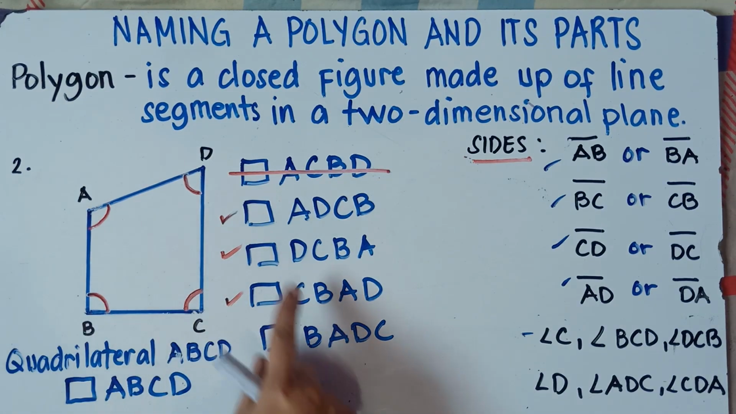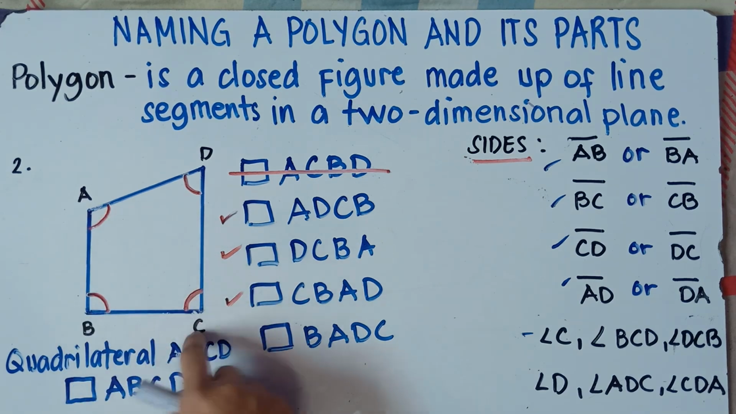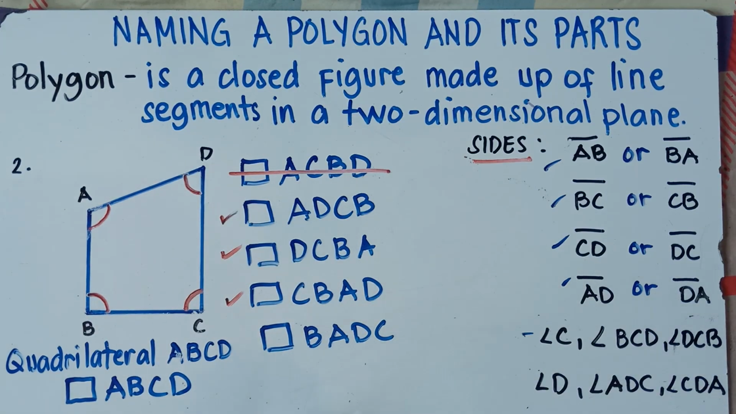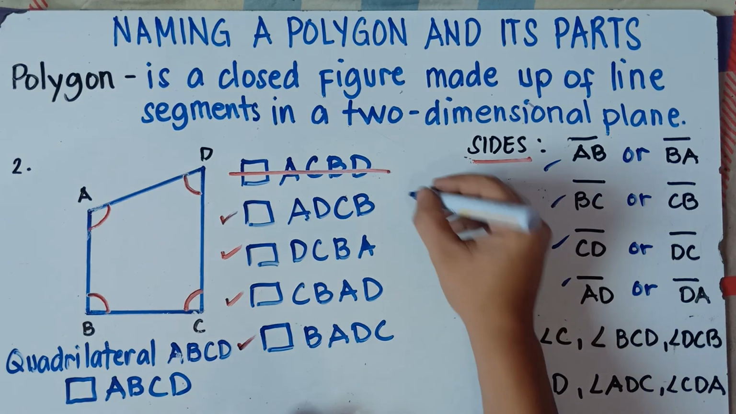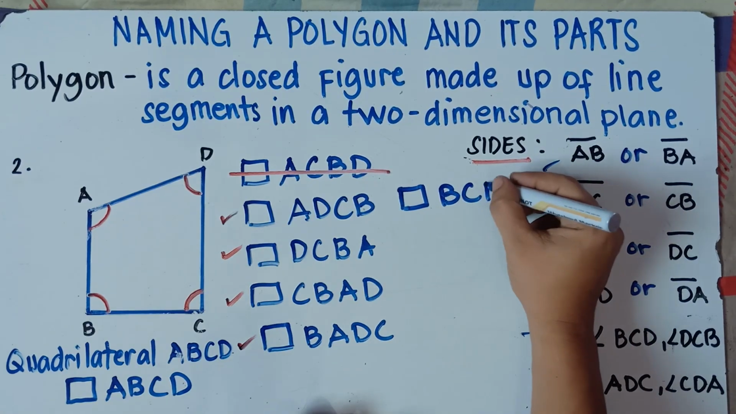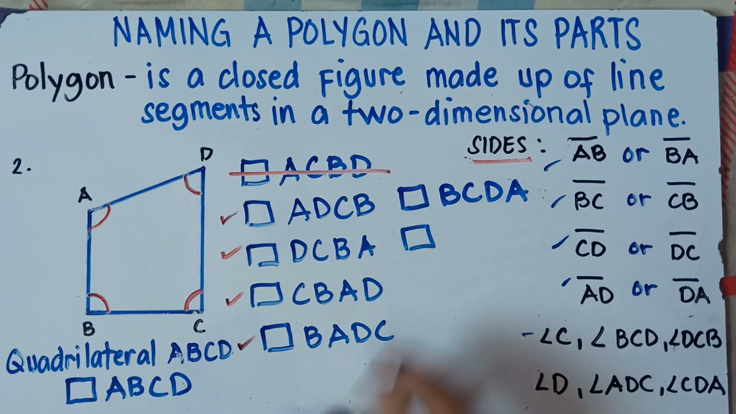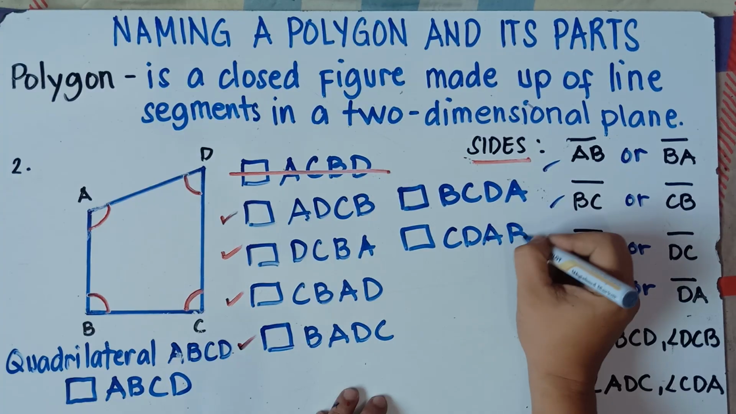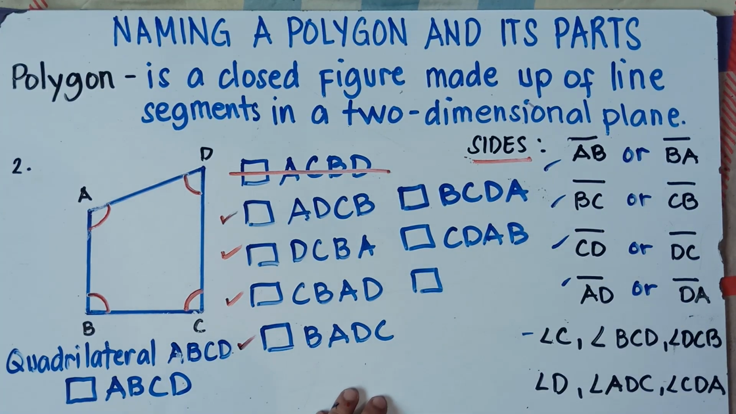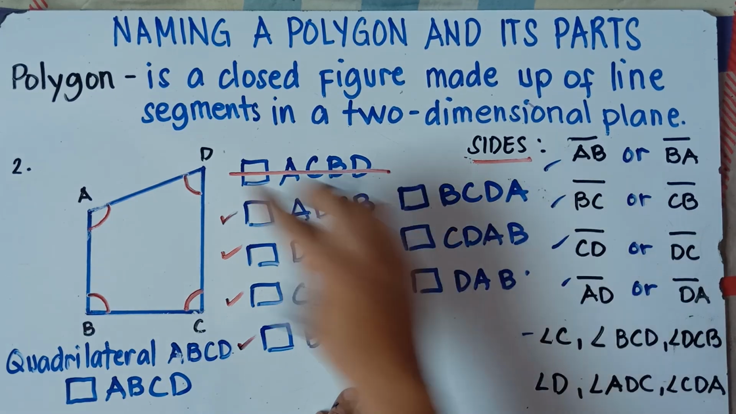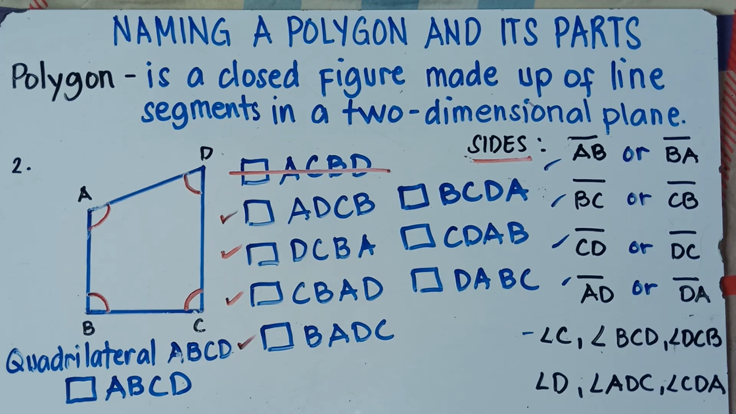Okay, let's go clockwise. So ABCD, and then BC. Do we have BCDA? Nope, we don't have it here. Alright, so quadrilateral BCDA, and then quadrilateral CDAB, and then quadrilateral DABC. Do we have DABC? Nope, we don't have it. That's it, class. All set.